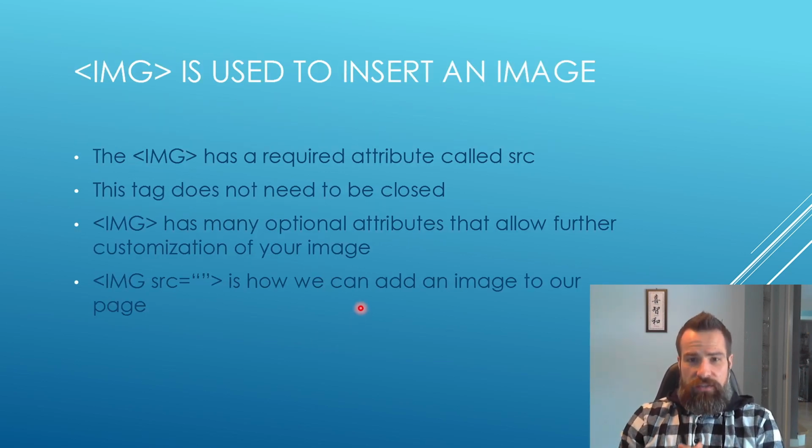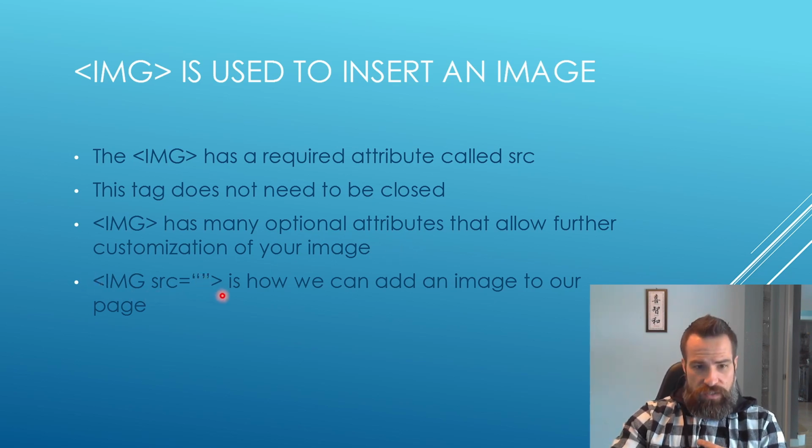So here's the tag that's used to insert an image. It's just IMG, and it has a required attribute called SRC, meaning the source. If you're going to link an image, you need to include a source. Where is that picture? So this is an example of a tag that doesn't need to be closed. It has many optional attributes, but I'm going to talk about that a little bit later once I show you how to add some images to your pages. So this is the line of code you want to use right here to insert an image.